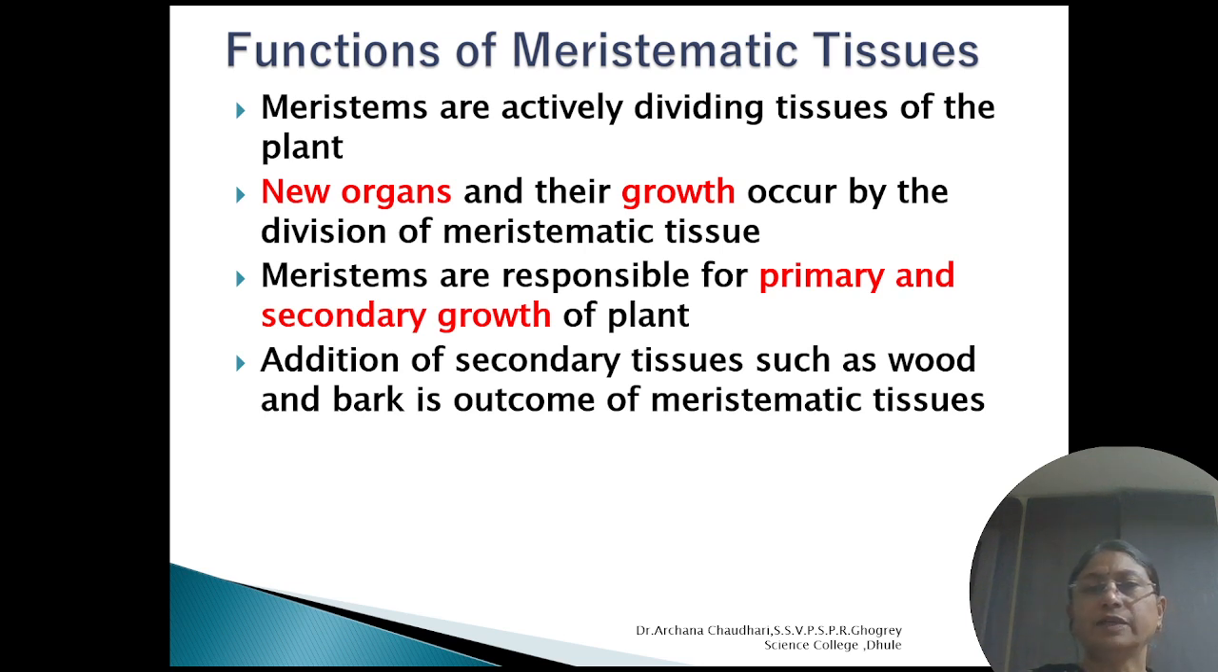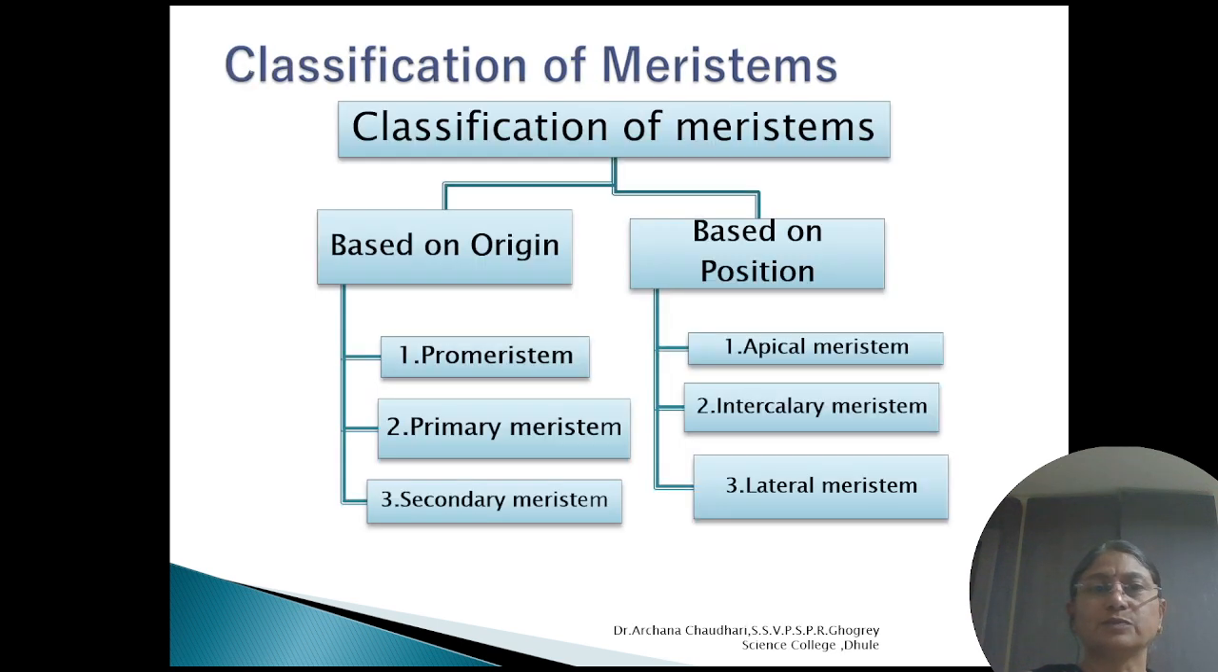Meristems are actively dividing tissues of the plant. New organs and their growth occur by the division of meristematic tissues. Meristems are responsible for primary and secondary growth of the plant. Addition of secondary tissues such as wood and bark is an outcome of meristematic tissues.